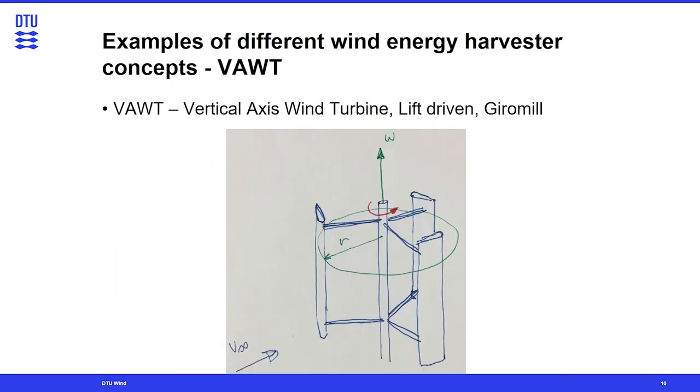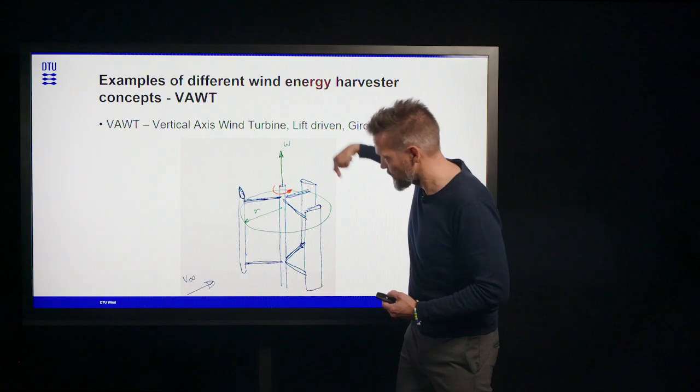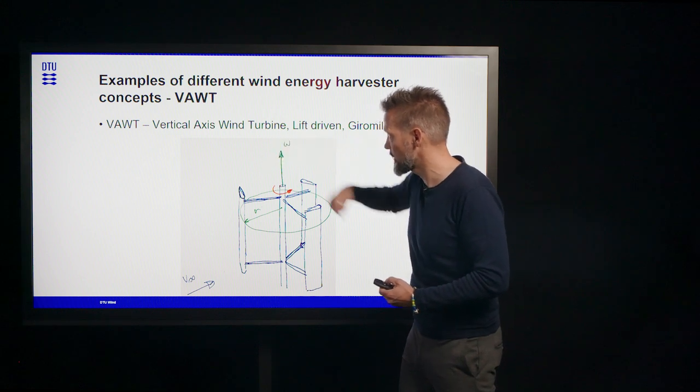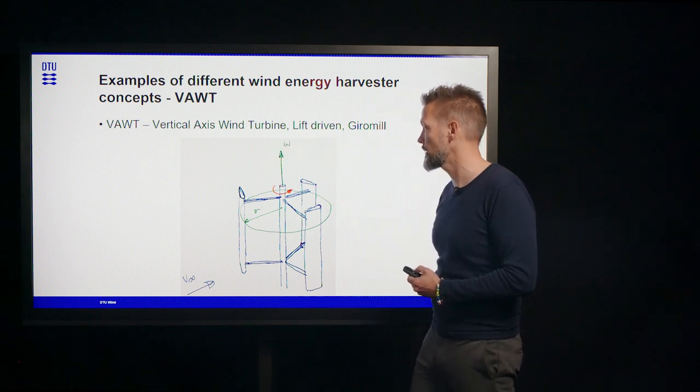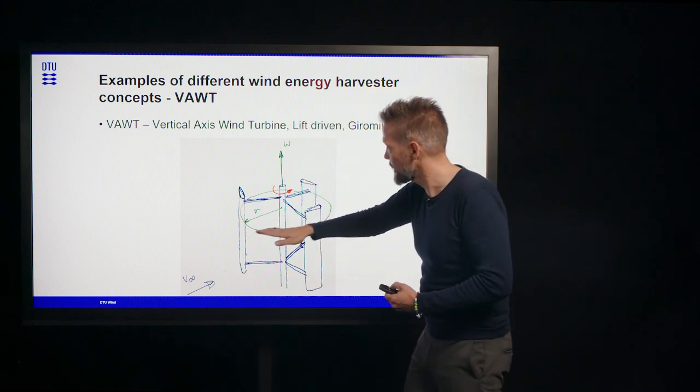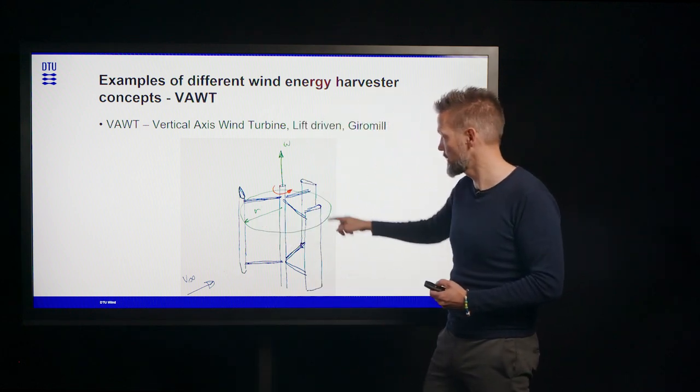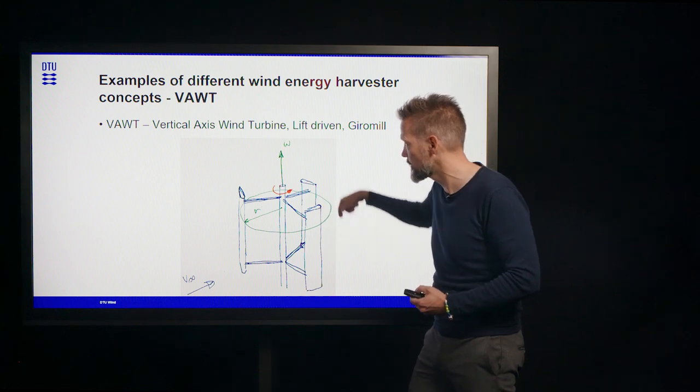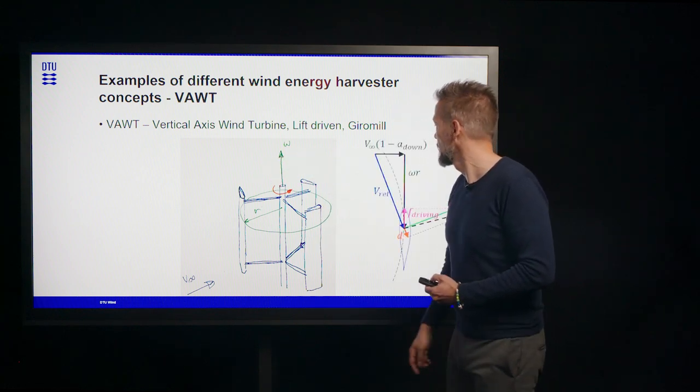Let's look at a vertical axis wind turbine. This is a giromill. And in this case, the turbine moves around like this, around a vertical axis in the middle. The wind comes in here. And now we cut up at one section here. These are airfoils, leading edge, trailing edge. They go around like that.